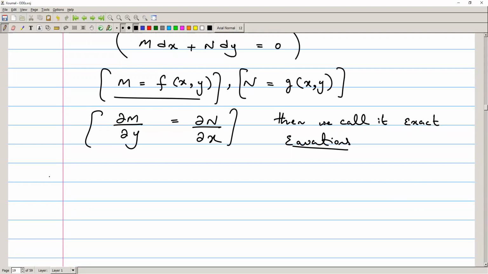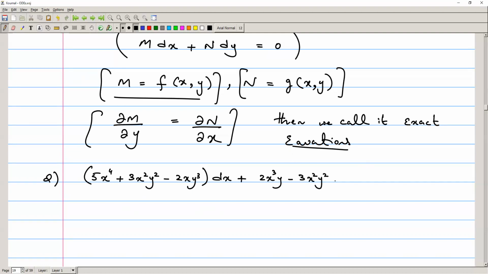Question number 1 says that we have (5x to the power 4 plus 3x squared y squared minus 2x y cubed) dx plus (2x cubed y minus 3x squared y squared minus 5y to the power 4) dy.